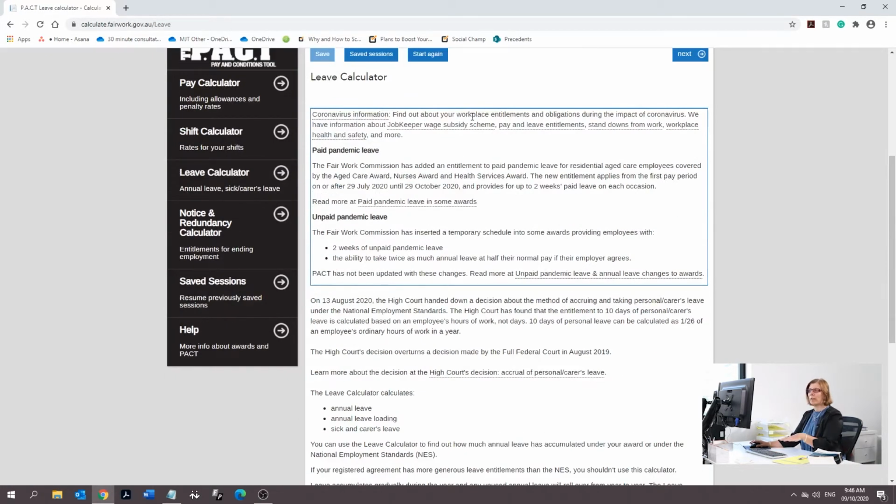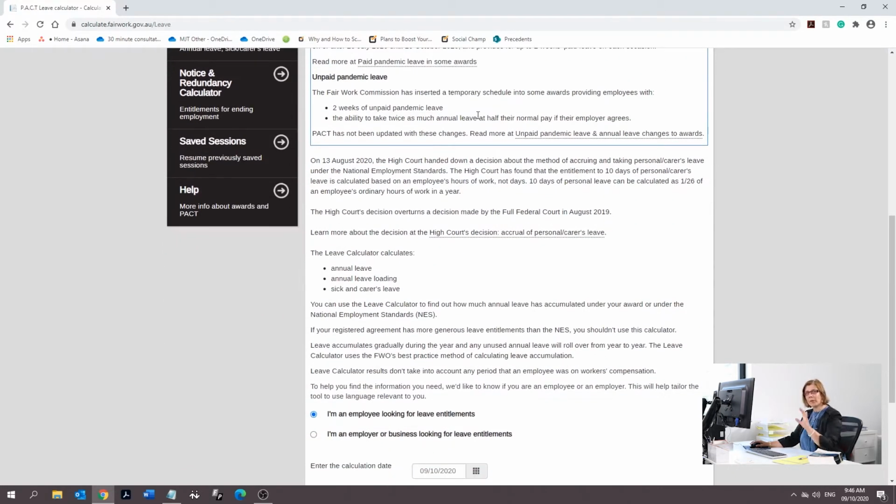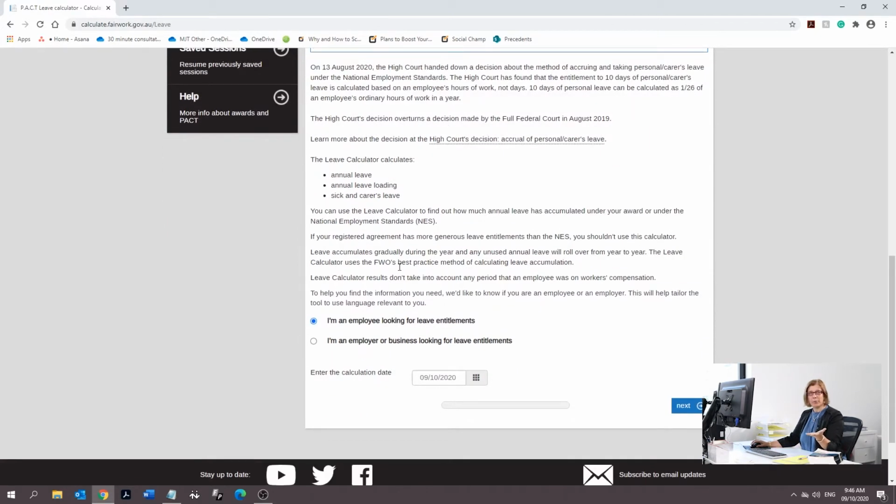There's a whole pile of information here about pandemic leave. We're going to cut through that because this is not about COVID-19. This is not about the worldwide pandemic. This is about you and your employment moving forward. Okay, so I'm an employee looking for entitlements. We're just going to enter today's date, and sneakily you can see what date I did this. And we're going to press next.